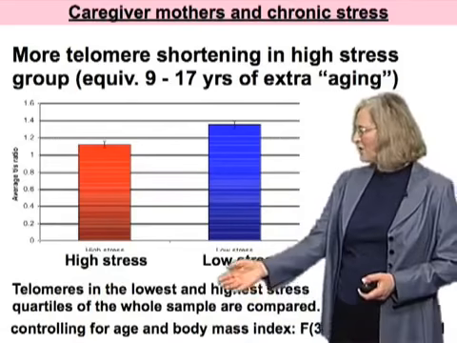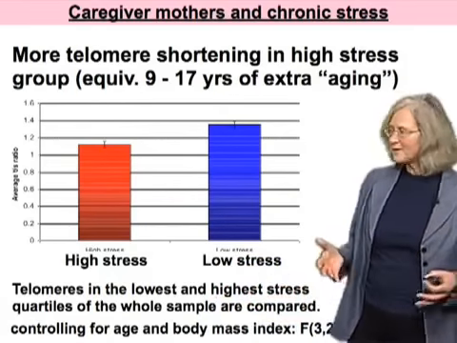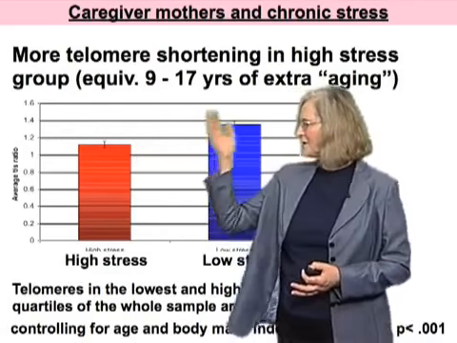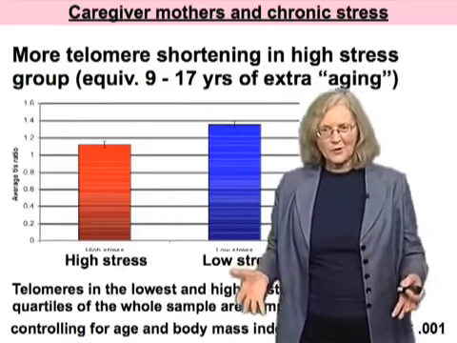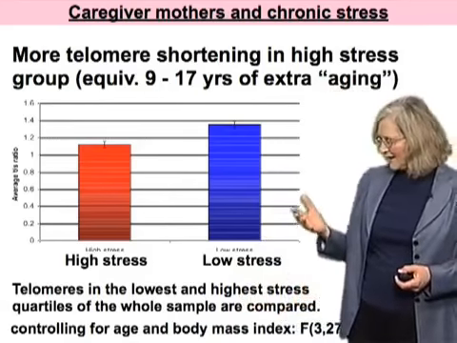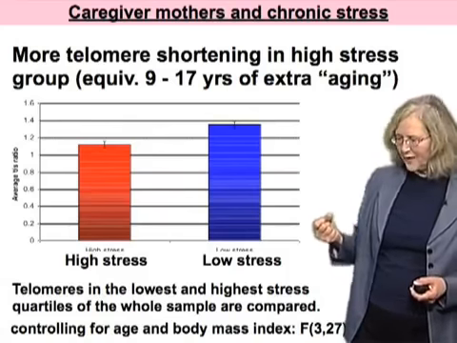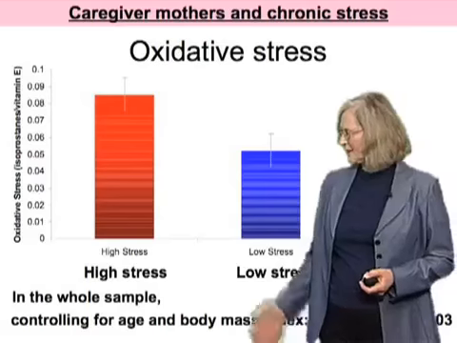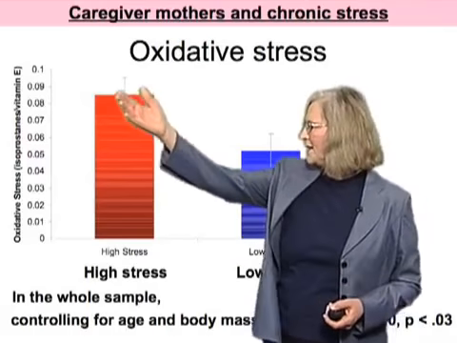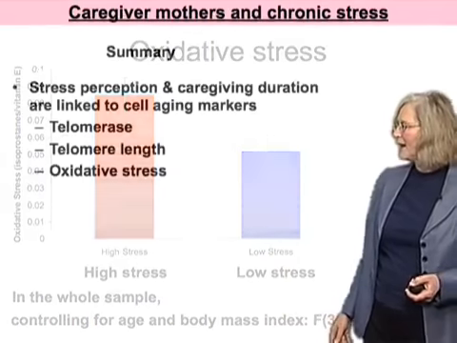Here we've controlled for age and body mass index, for example, controlling for a lot of other factors. One still cannot make this difference in the high stress versus the low stress go away. So we are left with the conclusion that the strong variable here is the stress level. Here's the oxidative stress now, the high stress quartile, the low stress quartile, again distinct.